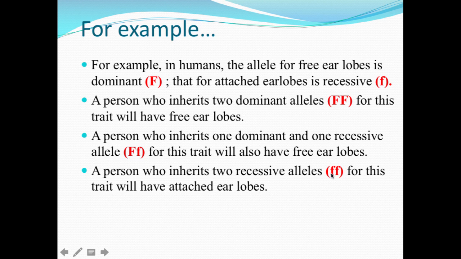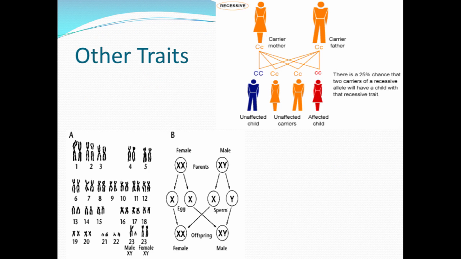So just to make sure that you understand, this is an allele, capital F. This is an allele, lowercase f. Big F is a gene to have the trait of free earlobes. This is a gene to have the trait of free earlobes. And these two together are a gene to have the trait of attached earlobes. Okay, so I really hope we understand the difference between a trait, a gene, and an allele, because it can be extremely confusing.